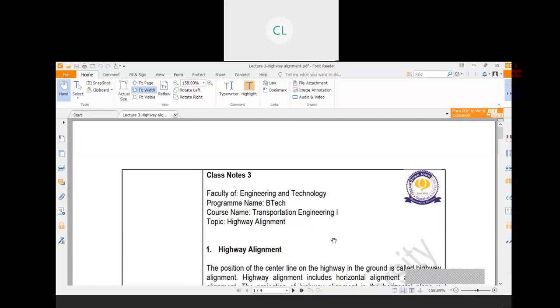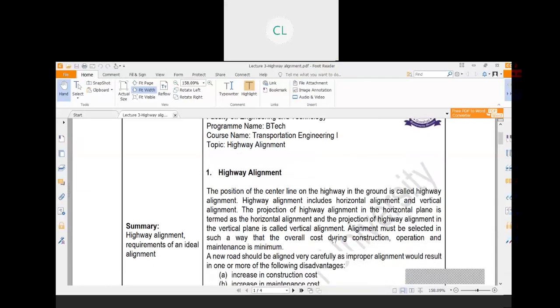Now we will discuss the highway alignment. Basically, highway alignment is the position of the central line of the highway on the ground. Highway alignment includes horizontal alignment and vertical alignment. In the horizontal alignment, there are different parameters like superelevation, horizontal curves, etc. And in the vertical alignment, there are gradients and vertical curves.